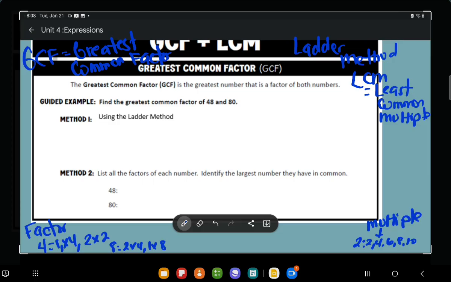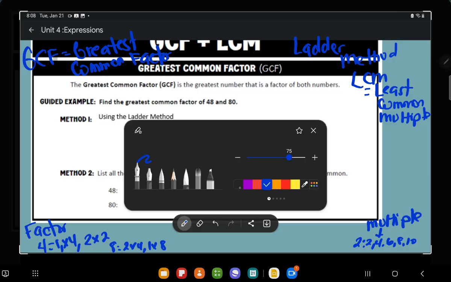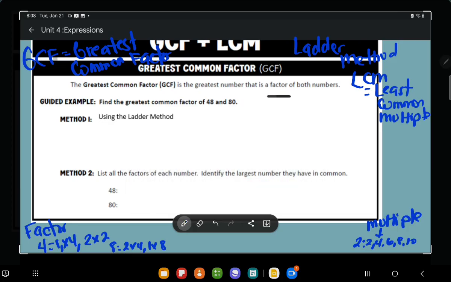We're going to use the ladder method. To use the ladder method, the first thing you need is the ladder. So basically you're just going to write both of your numbers, 48 and 80, and then I'm going to draw an L under them, like a little ladder.